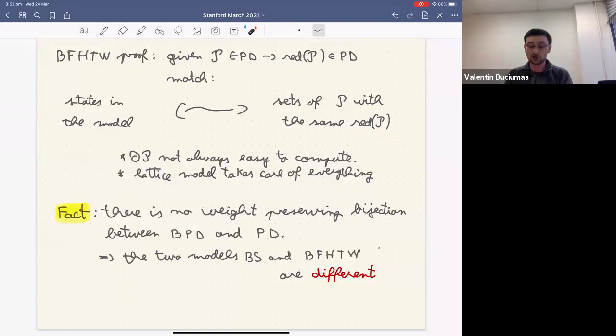And there's a fact, there is no weight preserving bijection between bumpless pipe dreams and pipe dreams. So what this essentially means is that you cannot go from the sum over pipe dreams to the sum over bumpless pipe dreams by matching terms together. So I think this is a different way of saying that our two models are different.